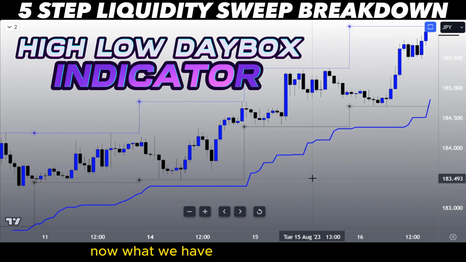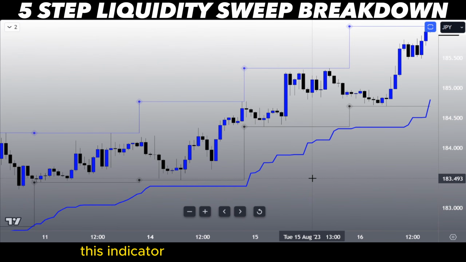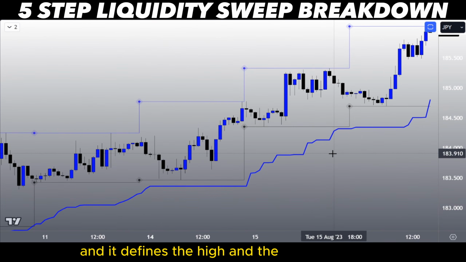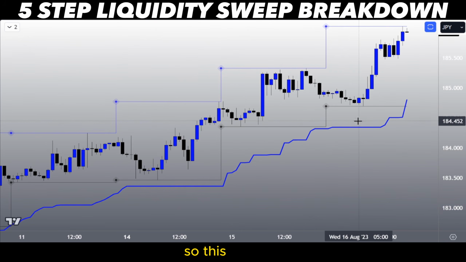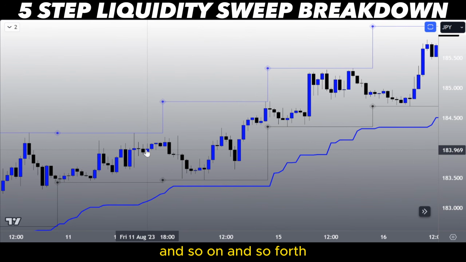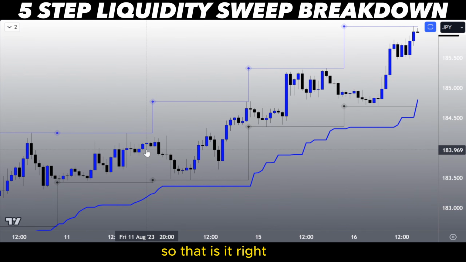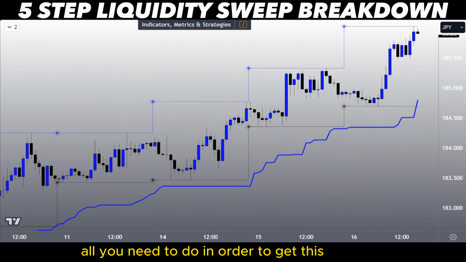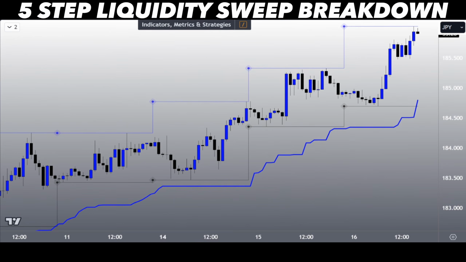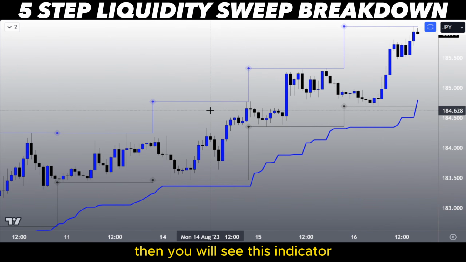Now, what we have here is another indicator called the high-low day box. This indicator actually separates each day, and it defines the high and the low of each day. So this is today, that's yesterday, the day before yesterday, and so on and so forth. So that is it right there. All you need to do in order to get this indicator is go to this section and type high space low space day box as one word. Then you will see this indicator, customize it, and make it look presentable for your charts.